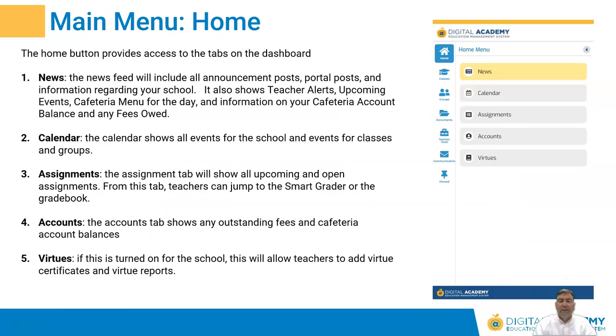So let's look at this left side menu. When you click an item, the menu will expand and you'll see additional details. The first item is the home menu, and it expands to show you all of the tabs on your dashboard. You have the news feed that shows all recent announcements and posts and has a number of actionable items. The school calendar that shows events for the school and for any classes or groups that you're involved in.